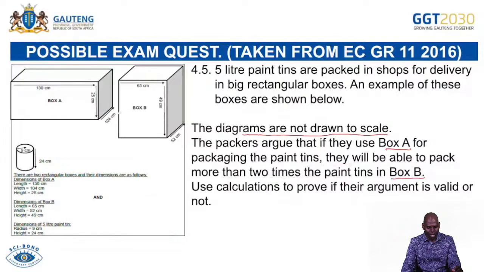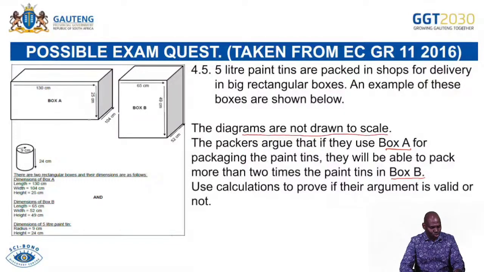So according to them, they will be able to pack more than 2 times the paint tins. In other words, box A will have the number of tins that are 2 times that in box B. So for instance, if box B has got 10, that one is going to have 20. If this one has got 30, that one is going to have, actually they say more than that. So let us quickly do the calculation since the time is not on our side.